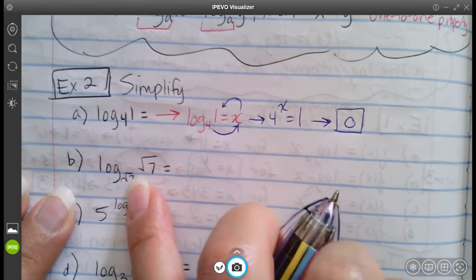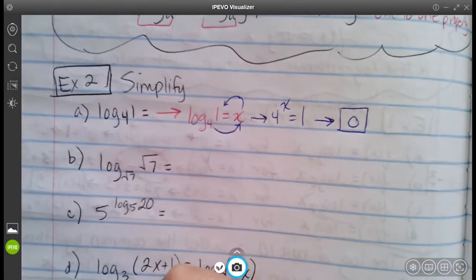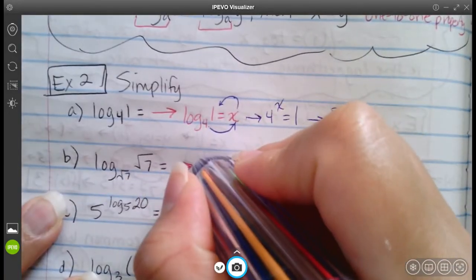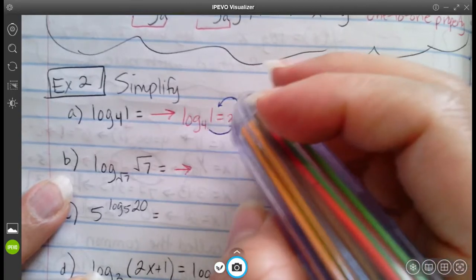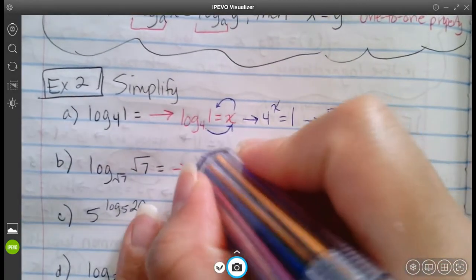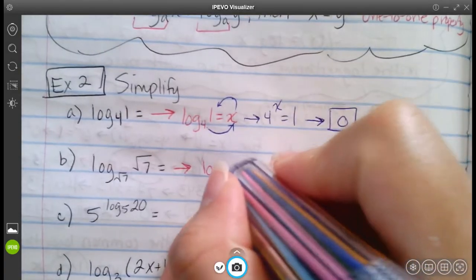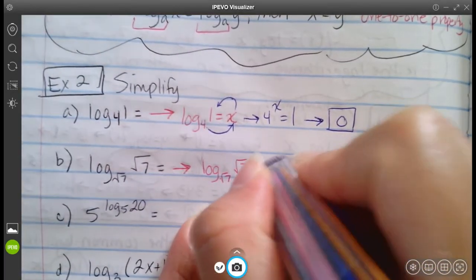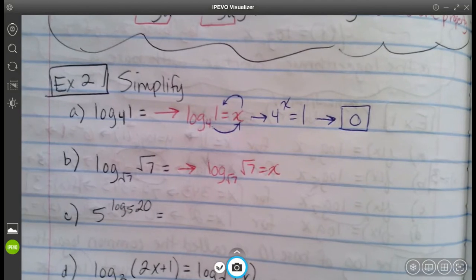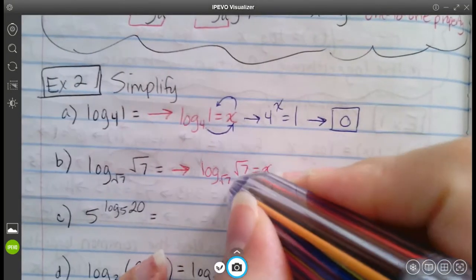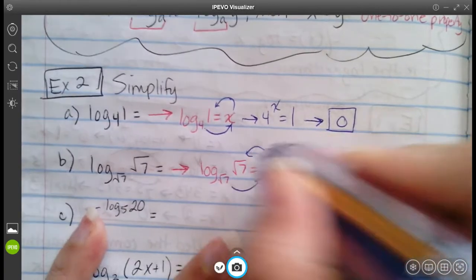This one, okay, we're going to go ahead and do the same thing. So we're going to rewrite it how we have it. I'm sorry, log base square root of 7 of square root of 7 is equal to x. Okay, so now we introduced a variable so we can solve for that variable. We're going to go around and around.